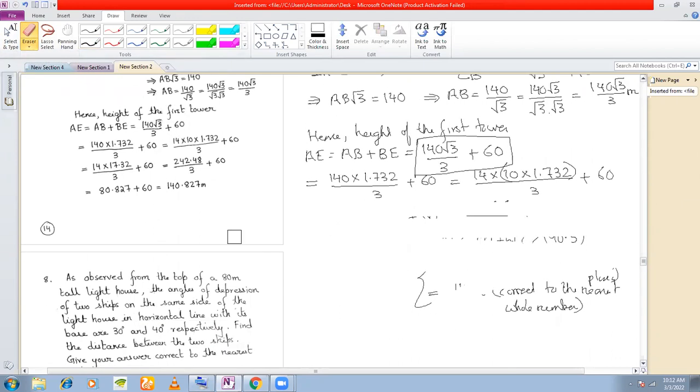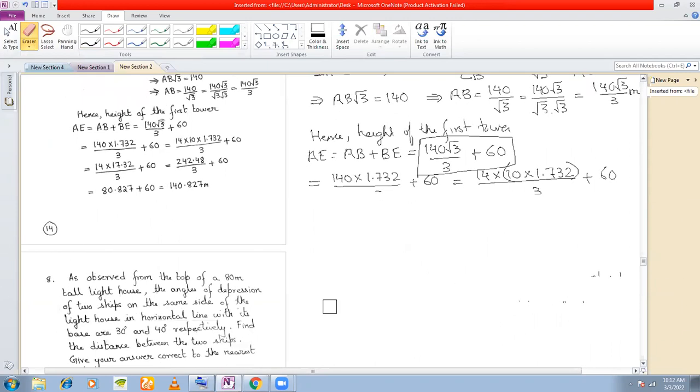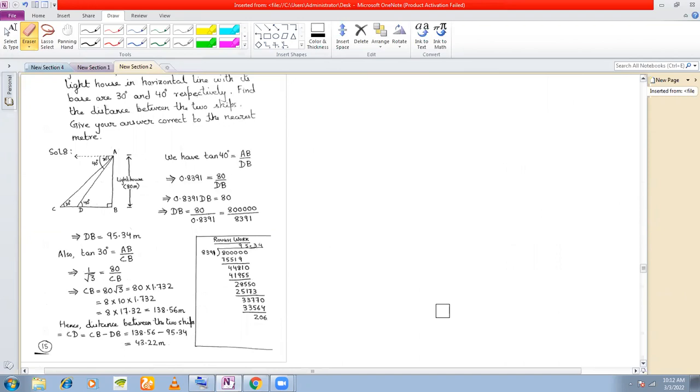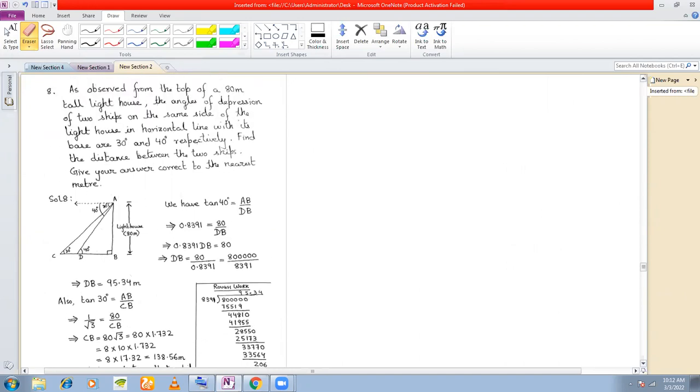Now let us see the next question here. The question is, as observed from the top of a 80-meter tall lighthouse, the angles of depression of two ships on the same side of the lighthouse in a horizontal line with its base are 30 degree and 40 degree. Find the distance between the two ships. Give your answer correct to the nearest meter.